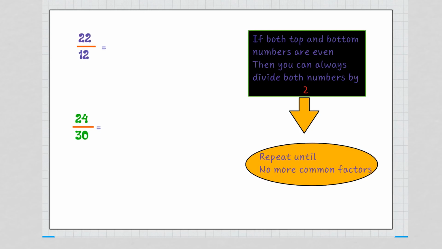So if we divide 22 by 2, that gives us 11, and then we can also divide 12 by 2, which gives us 6. So 22 divided by 2, or you can halve them.